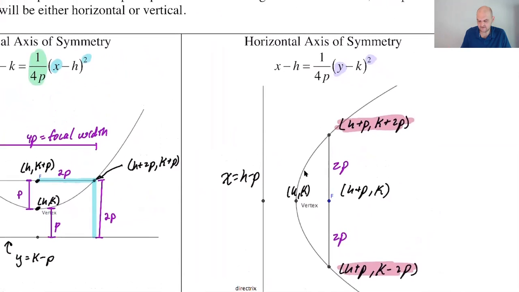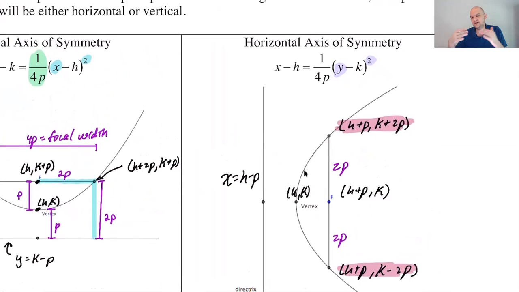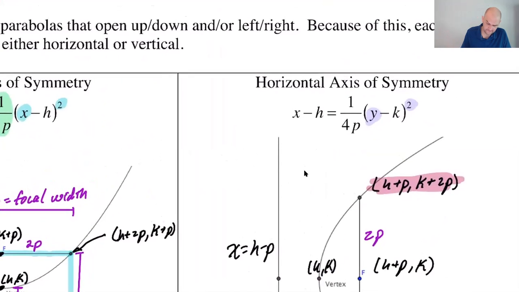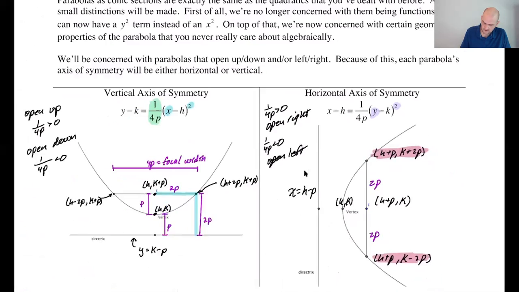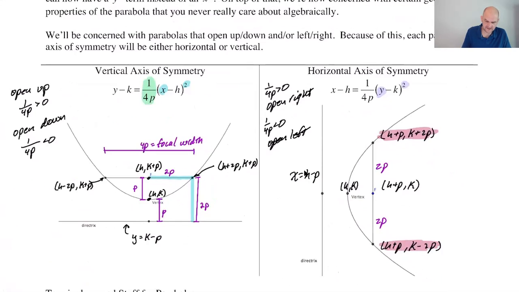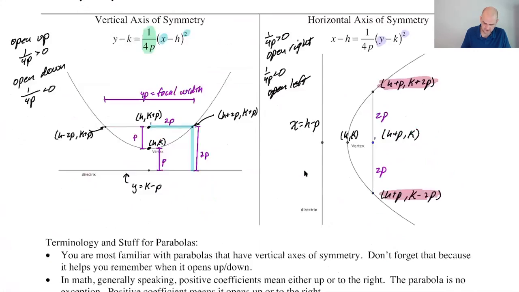The opening up, opening down, because it's so ingrained in your brain, you already pretty much knew that. Here, if 1 over 4p is greater than 0, you're going to open right. And I always think you open toward the positive x-axis. Like positive goes positive, negative goes negative. If you have 1 over 4p less than 0, you're going to open left. All right, so let's see what I forgot to say. And then we'll pretty much be done with this page.